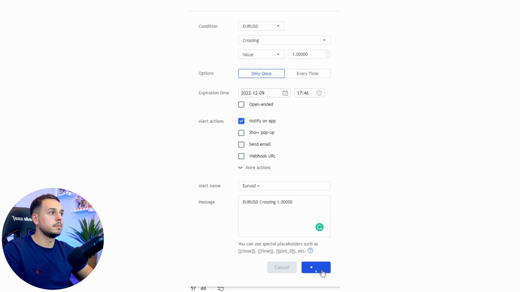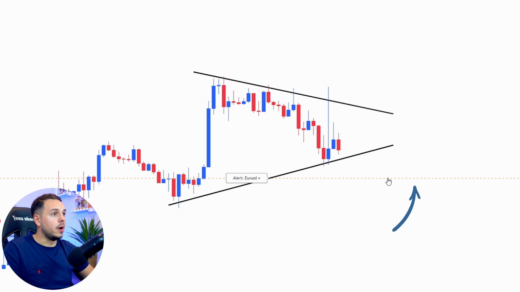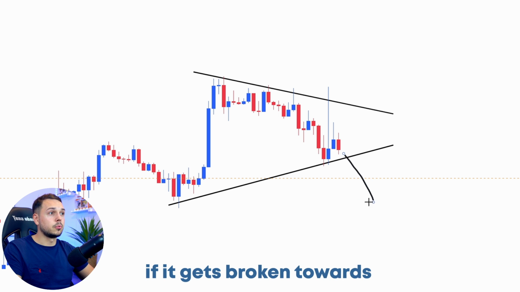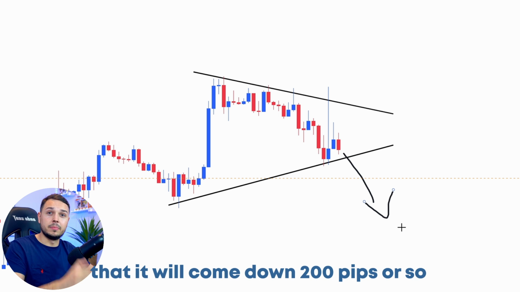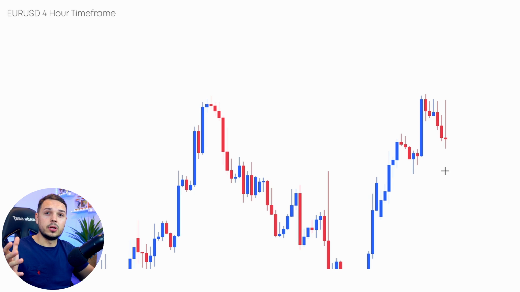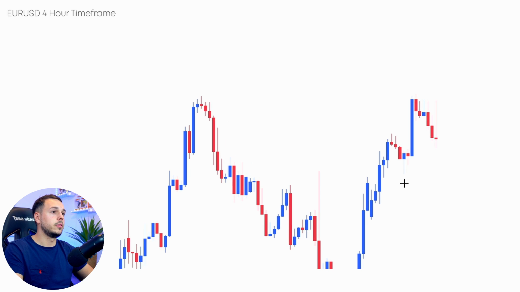And create. Once you create the alert, you will have a line just over here or wherever you set. So if we get a breakout of this area zone 1.000, which is also the psychological level, so it's a price level that has huge impact, whether it's a resistance or support. If it gets broken towards the downside, I can guarantee you that it will come down a few hundred pips or so.